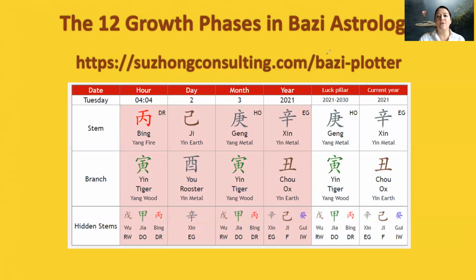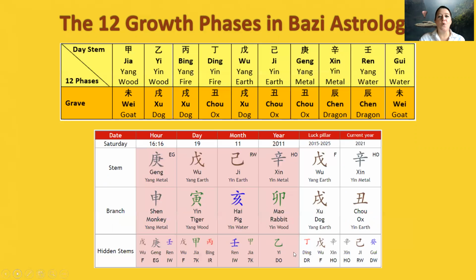And this is what you need in order to find whether or not you have the grave phase in your natal chart or in the luck pillar or current year pillar. So in order to determine whether or not you even have the grave phase in your chart, you need to first focus on your day stem. Now, this is this one here. So the stem on the day, this row, this column. And for this particular person, this person is born on the Wu Earth day. So the yang polarity of Earth, Wu Earth. This is your reference point.